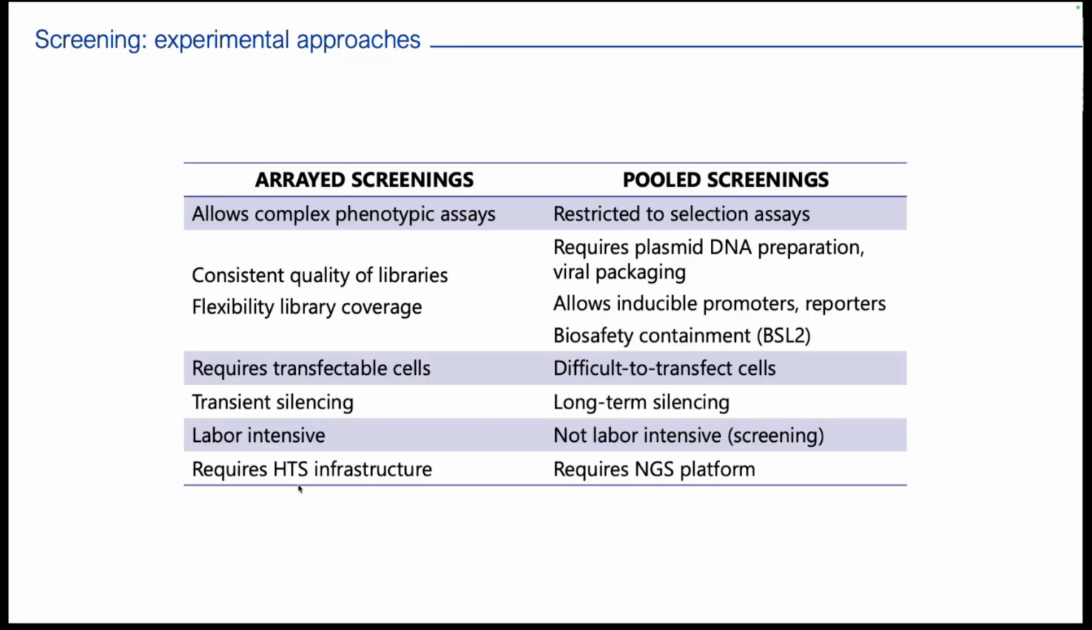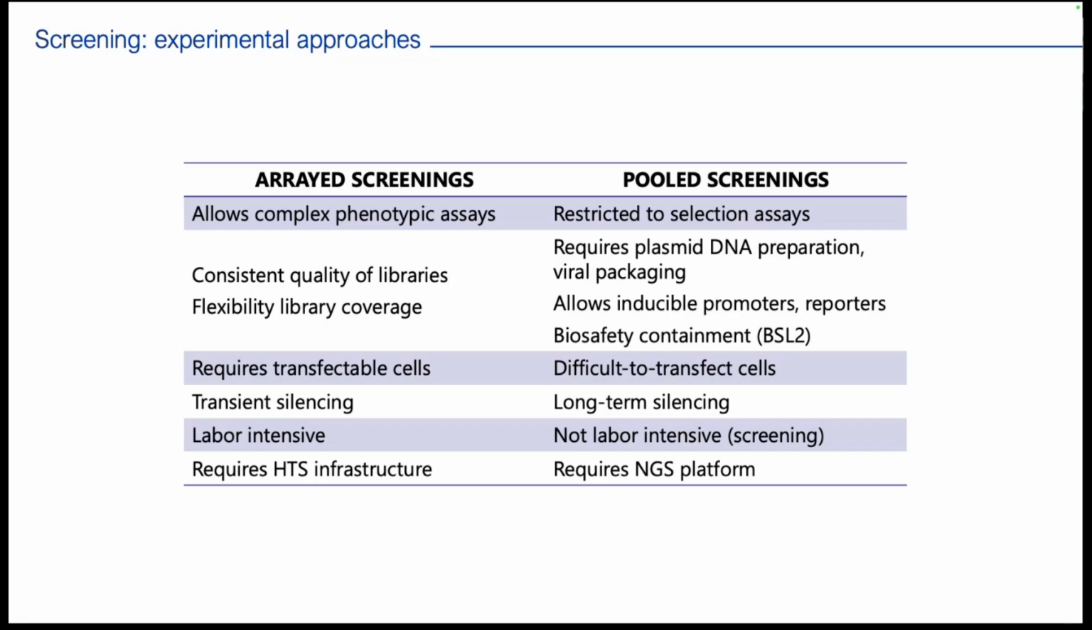So advantages and disadvantages of both of these approaches. As you can imagine, the arrayed screenings, and as you'll see in a minute, allow for very complex phenotypic readouts, for example, microscopy, as you'll see in a minute. Whereas, as I discussed before, the pooled screenings are restricted to some sort of selection phenotype. In terms of the libraries, for the arrayed screenings, we can get very good quality libraries.